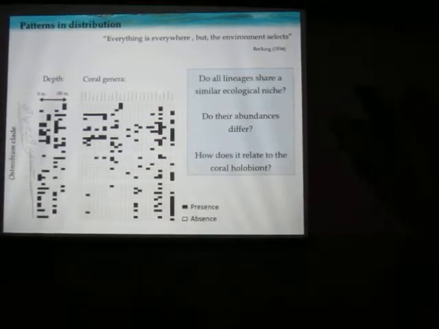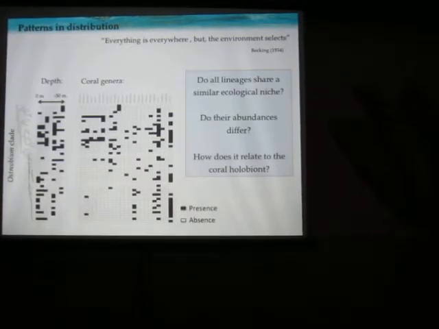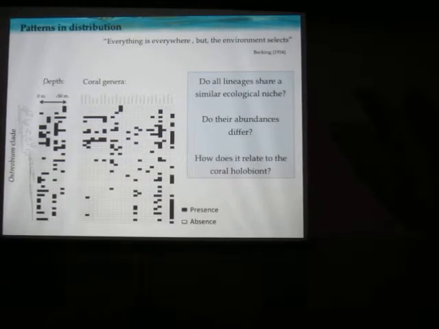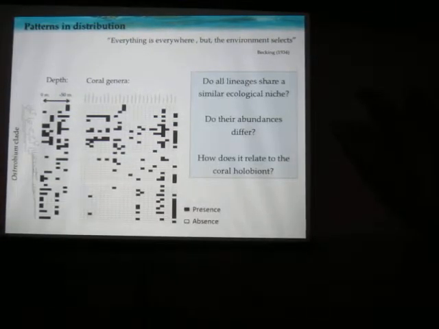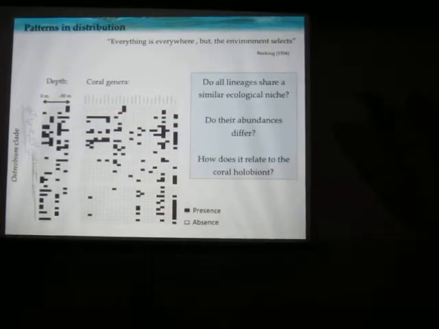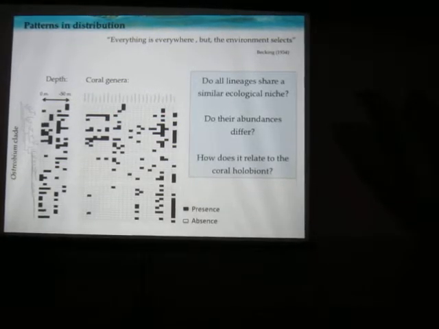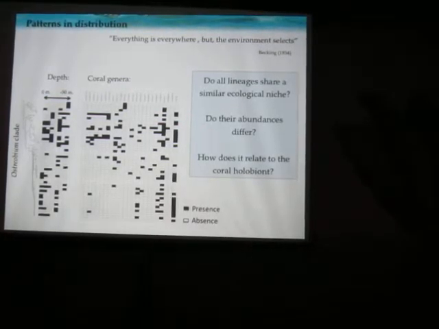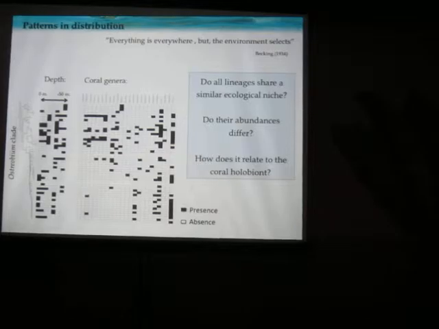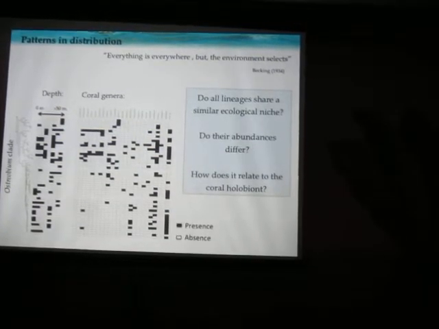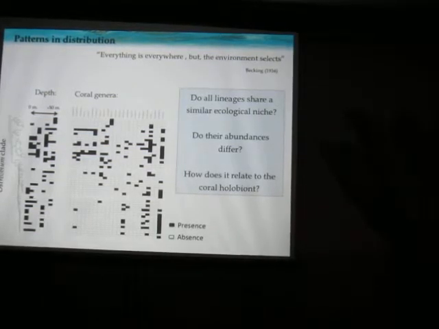So we saw that there are several lineages, and then we asked, do these lineages have different ecological niches? So we mapped the presence or absence of these OTUs on samples collected across a depth gradient, from 0 to 50, and in different coral genera. And we didn't see any pattern. It's very frustrating.